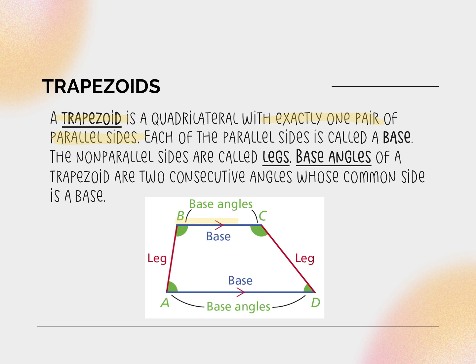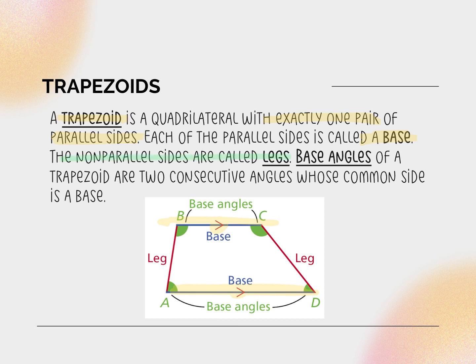So the parallel sides here are B and C and A and D. Notice the parallel symbol. And then the other two sides, those are called legs. So real quick, the parallel sides, we call them bases. Sorry about that, I forgot about that. We call them bases, and the non-parallel sides are called legs.